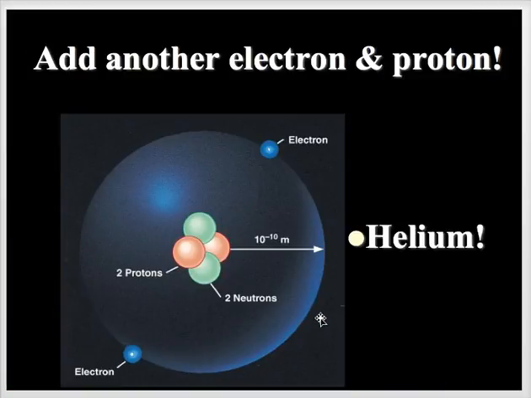If you add another electron and proton, then you get helium, and we also add a couple more of these green guys here. Those are neutrons.